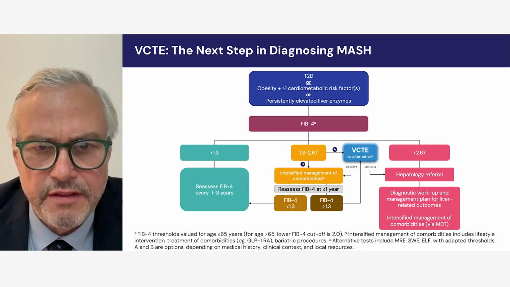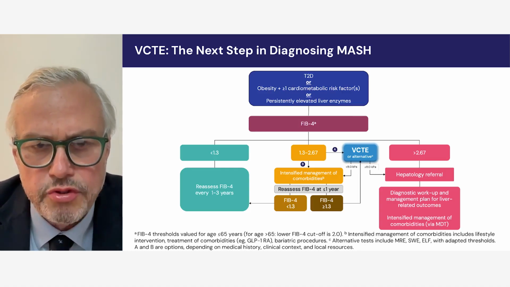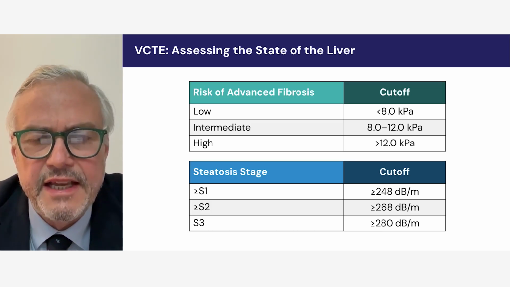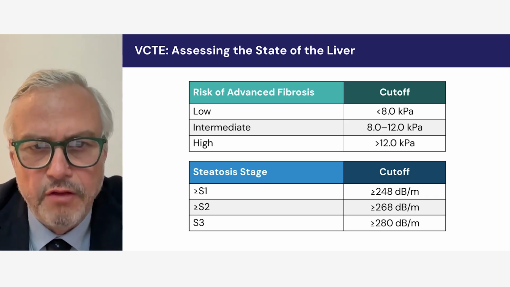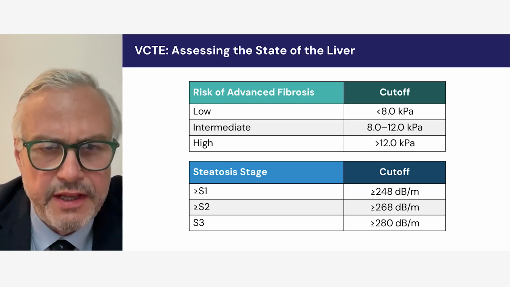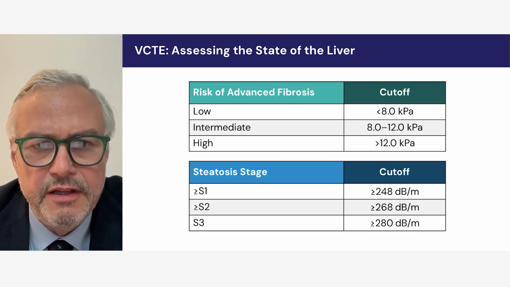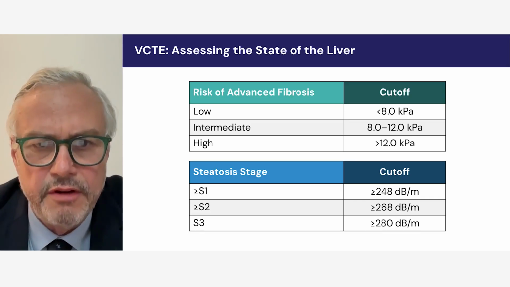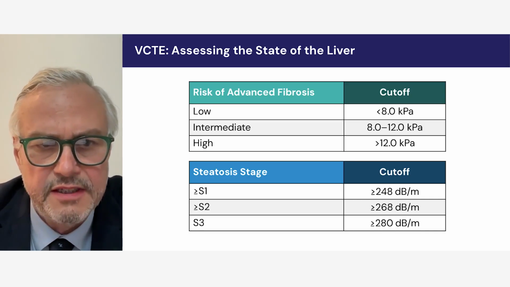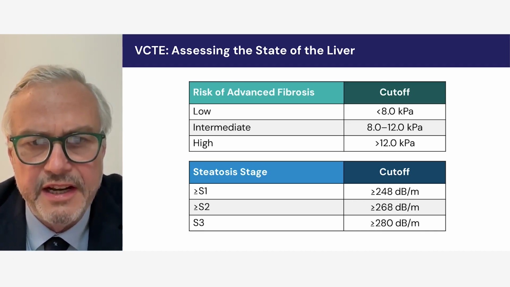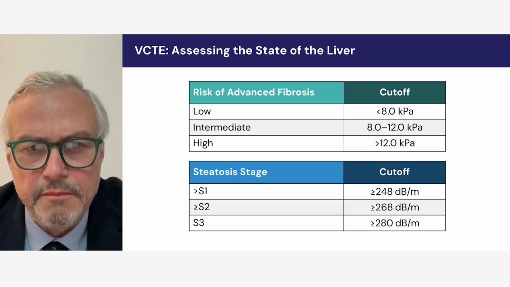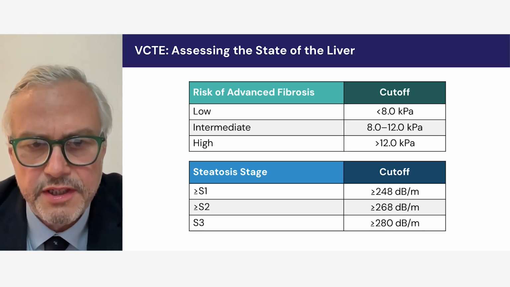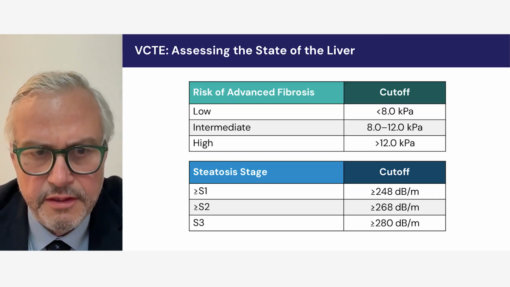And if we follow this algorithm of the EASL, we use vibration controlled transient elastography, which is a technology that assesses the state of the liver, evaluating the elasticity of the tissue. And we know from different trials and studies that if you have below 8 kilopascals, you have a low risk of advanced fibrosis. And on the other hand, if you have more than 12 kilopascals, you are at a high risk of having advanced fibrosis.